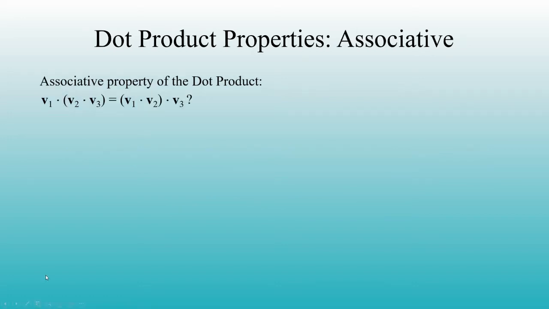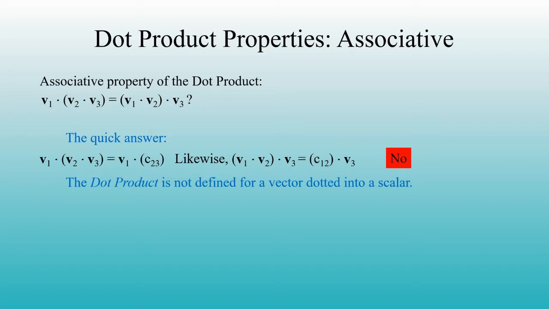What about the associative property of vectors under the dot product? Is v1 dotted into the quantity v2·v3 equal to the quantity v1·v2 dotted into v3? Well, we may note that the parenthetical expressions are scalars, and the dot product is only defined for a vector dotted into another vector. So v1·v2·v3 is not defined, whatever order you do the math in. So the quick answer is no, the dot product is not associative because the operation is not defined.